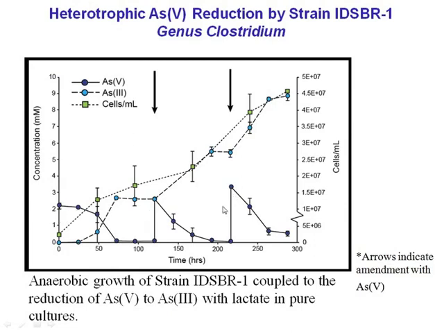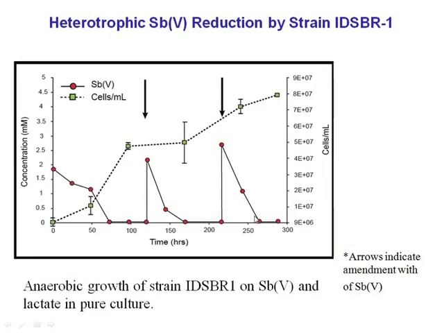Okay, so here she's spiking in arsenic 3. It's using the amendments. It's producing arsenic 5, and it's coupling this to the growth of cells. Okay, and this is heterotrophic. We're giving it lactate as the reductant. And we see a similar sort of thing going on when we give it antimony 5. Antimony 5 is being used and is driving the growth of cells. If you don't give them antimony, they don't grow.